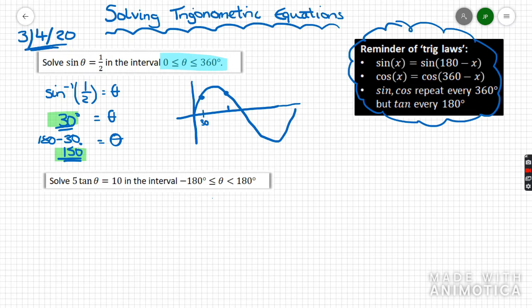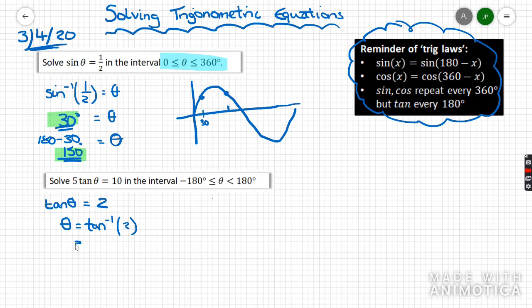Let's just have a look at another one. This isn't massively difficult as long as we remember to look at all answers within that range. So 5 tan theta equals 10. Exactly the same as what you would have done last year to solve for SOHCAHTOA. I'm just going to move my 5 across, so I'll get tan theta equaling 10 divided by 5, which is 2. Therefore, I can find theta by doing tan to the minus 1 of 2.